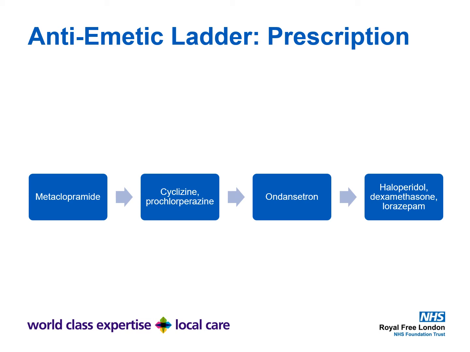So I'm going to show you a couple of prescribing ladders now. When considering the need for antiemetics in a patient, this starts at metoclopramide, then cyclizine and prochlorperazine, ondansetron, and then haloperidol, dexamethasone, and lorazepam. Again, like any prescribing that I suggest, it's important that you use your BNF as a reference text, which I suspect by now you've all got downloaded onto your phones.